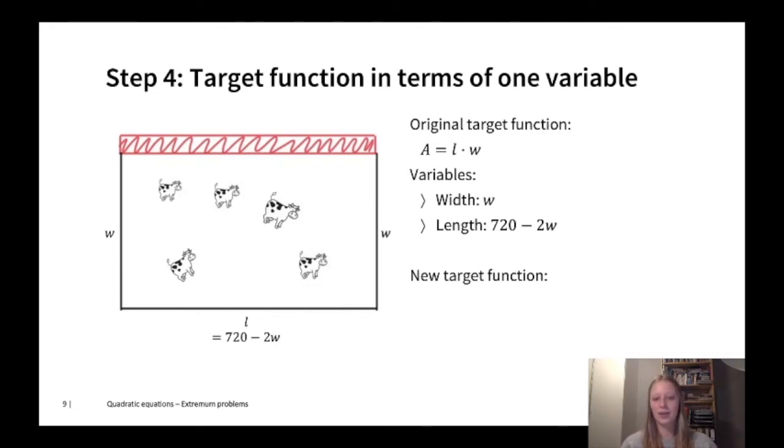So now let's replace the L in our original target function with the variable that we found, and then we get this new target function. A of w equals 720 minus 2 times w times w. Now if we calculate this further, this is what we get, negative 2w squared plus 720w. This is our new target function.